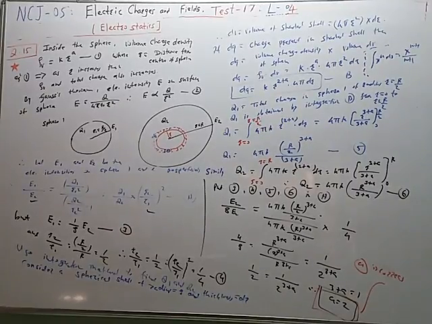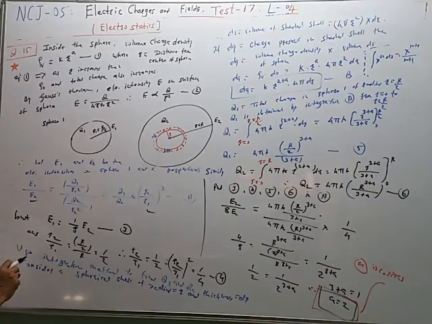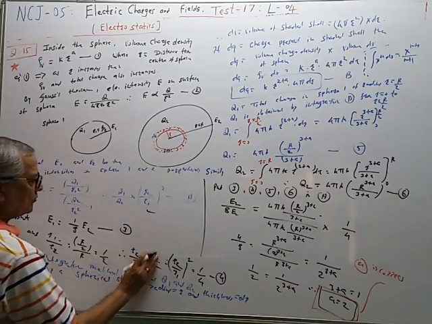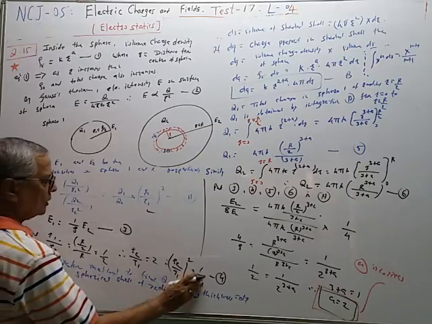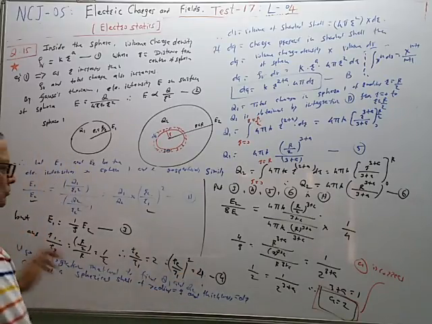इसे जरा करेक्शन करें. This is r1 is equal to r by 2, r2 is equal to r. So r1 upon r2 is equal to 1 half, r2 upon r1 is equal to 2, r2 upon r1 is equal to 4, like this.